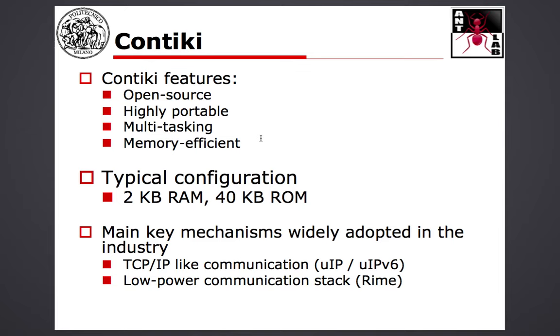The typical hardware configuration for platforms which can run ContiKi is basically the same as the one needed for TinyOS or Motorunner. So a typical configuration could be in the order of 2 kilobytes of RAM memory, okay? So very little memory, and up to 40 kilobytes of ROM memory, okay? So ContiKi can indeed be run on very, very cheap and low-cost devices with such requirements, okay?